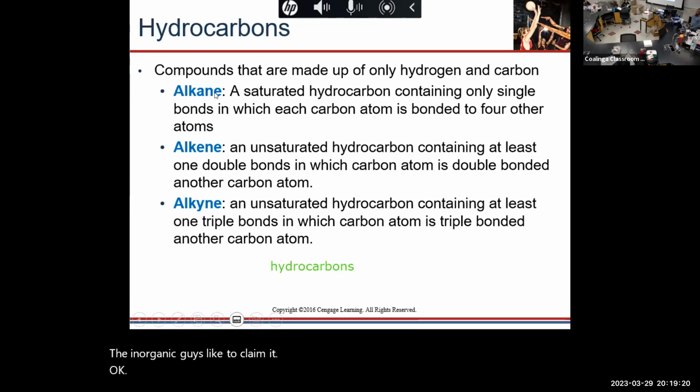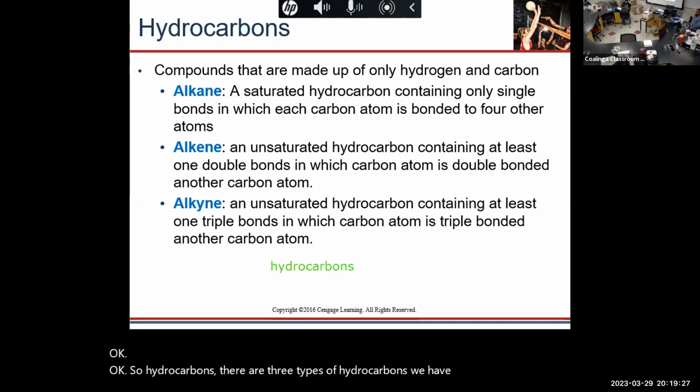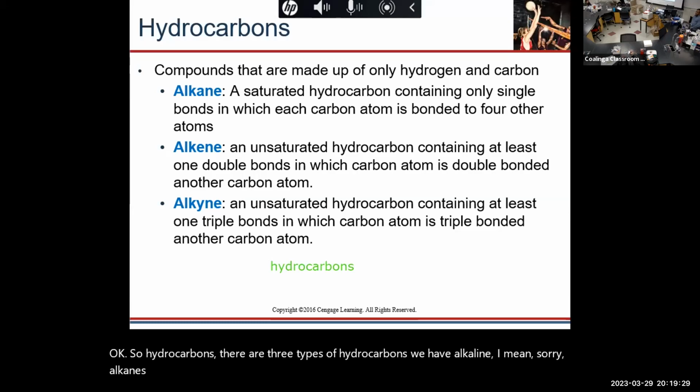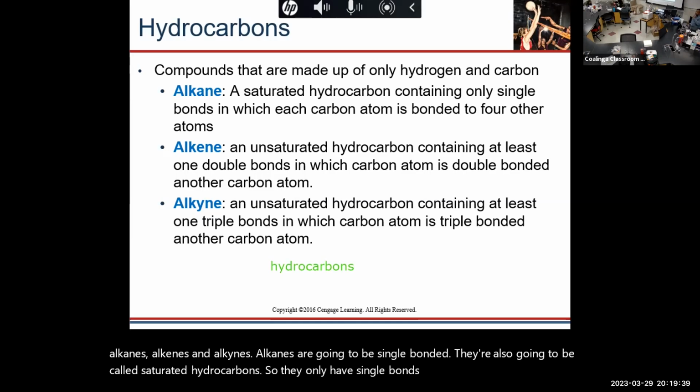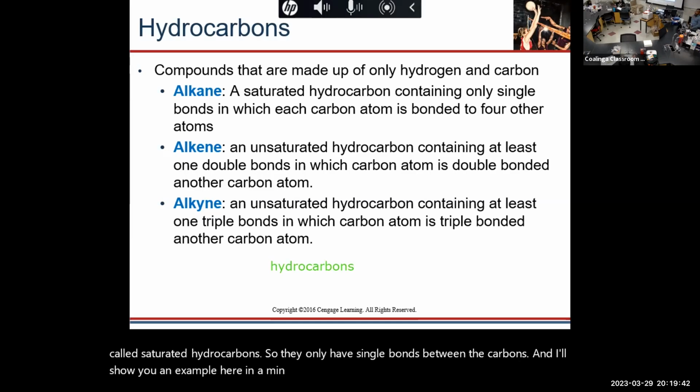Okay, so for hydrocarbons, there are three types: alkanes, alkenes, and alkynes. Alkanes are going to be single bonded. They're also called saturated hydrocarbons, so they only have single bonds between the carbons. I'll show you an example here in a minute. Alkenes are going to be unsaturated.